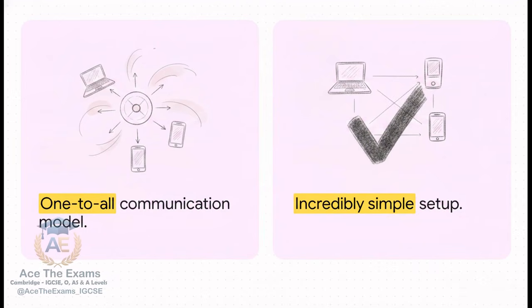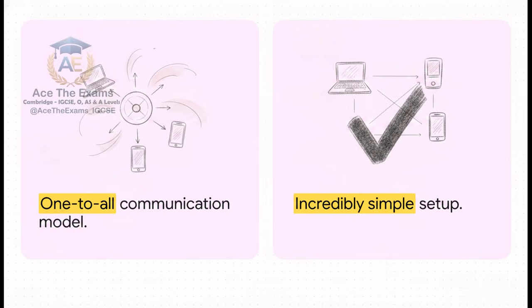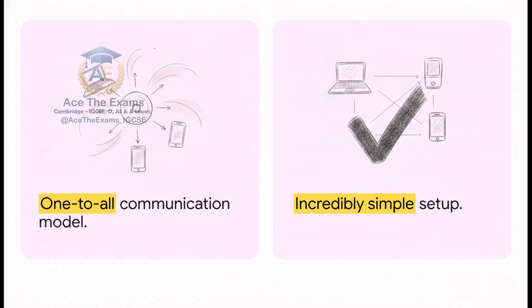And because data packets are just blasted out to all connected devices all at once, the setup is incredibly simple. Devices on a broadcast network don't need to maintain complex routing tables. They don't have to overthink where the data is going. They just push it out to the entire local area network. This sheer simplicity makes it an absolute breeze to implement for smaller networks.